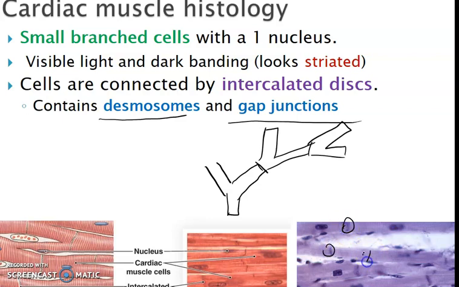As you can see, it has the same banding pattern, and that is called striations. So small branch cells, typically one nucleus, technically 1 or 2. I'm beginning to believe the 2 nuclei in the more histology slides I look at, but I swear all the pictures look like 1.